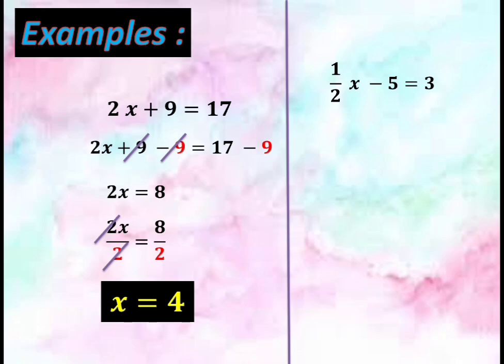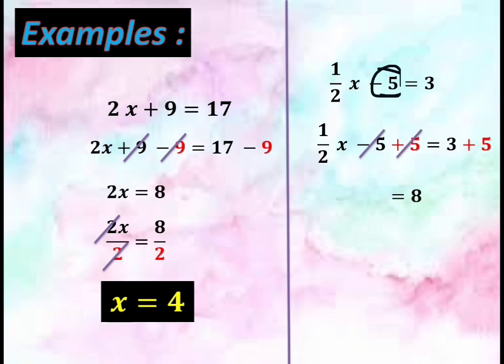I have x minus 5 equals 3. First of all, to get rid of minus 5, I just put plus 5. So I put plus 5 on both sides. Minus 5 will cancel with plus 5, and 3 plus 5 will be 8. So I have x equals 8.